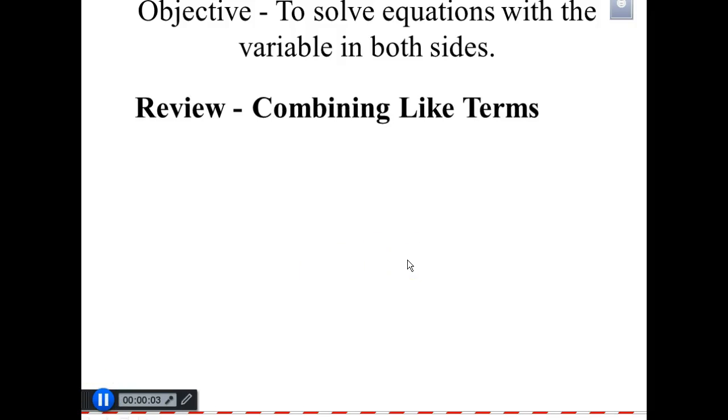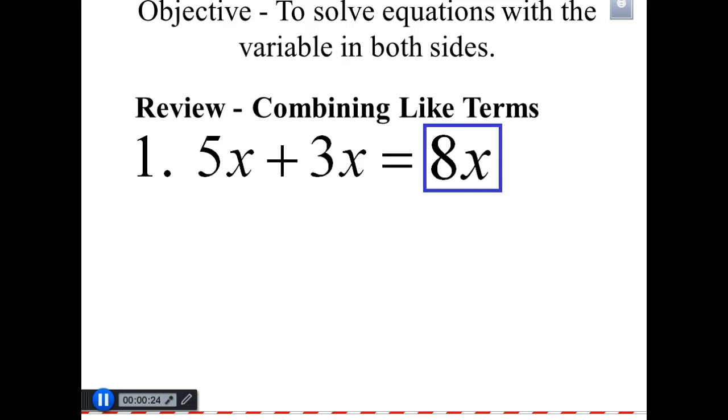Okay, so let's review just combining like terms. Very basic, but it's necessary. What is 5x plus 3x? No trick question here. What is it? 8x. Okay, very important to know.